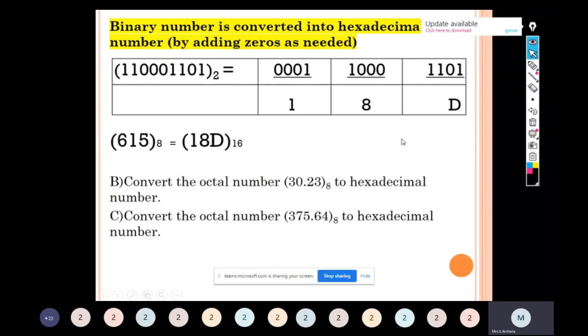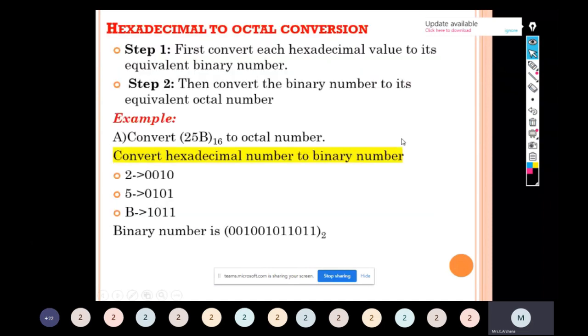Yes, the next thing is hexadecimal to octal conversion. It is also a two-step process. The given hexadecimal number is converted into a binary number. From the binary number, we convert into the equivalent octal number. So the hexadecimal number 25B is converted into a binary number by using the 8421 code. So the answer will be 101001011 to the base 2. This is the binary number.